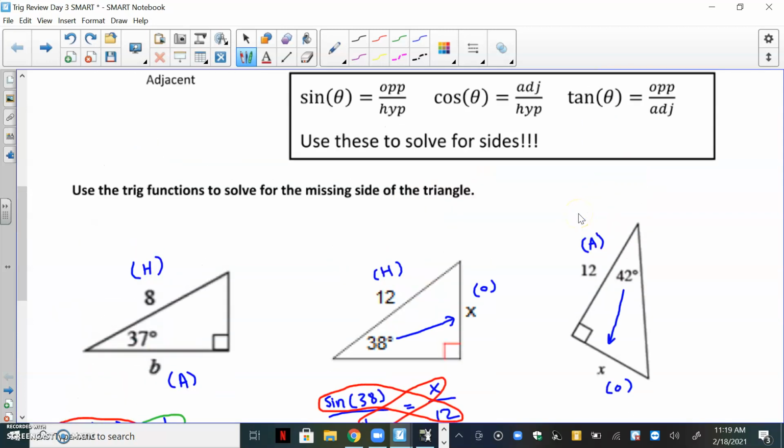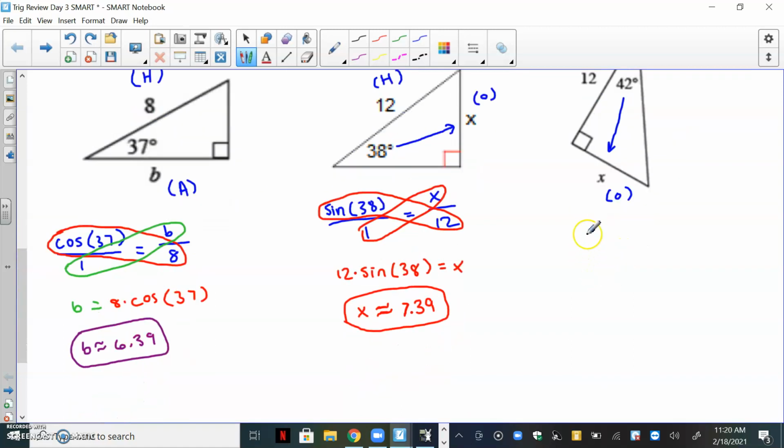And we scroll up to our key and we say, okay, which one of these is O and A? Tangent is the one that operates with O and A for opposite and adjacent. So we will use tangent. So we'll say tangent of 42 over 1 equals x over 12. Now, you don't always have to actually put this over 1.